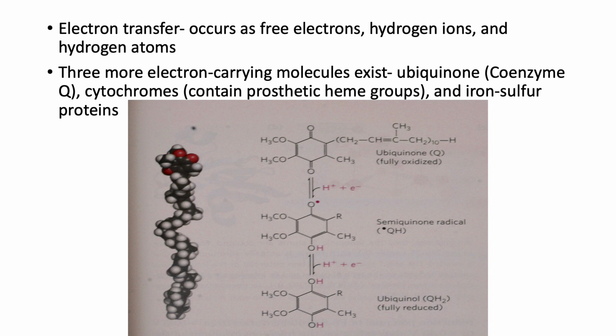And there are three more electron-carrying molecules: ubiquinone, which is coenzyme Q, cytochromes, which contain prosthetic heme groups, and iron-sulfur proteins. So this is an example of a quinone. This is ubiquinone, which is fully oxidized here. This is a side chain. This is a repeat unit of 10 of these moieties here, so it's a very long molecule. And there is a proton which produces a free radical. This is a semiquinone radical called QH.